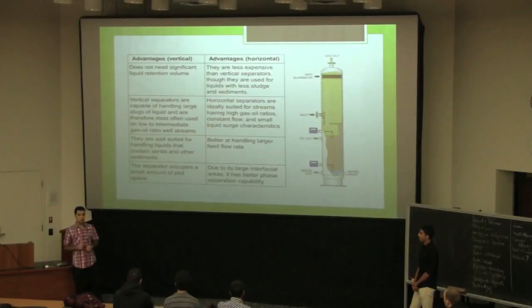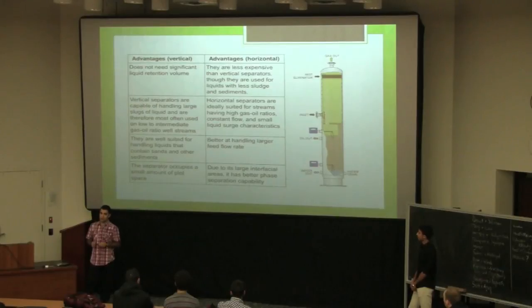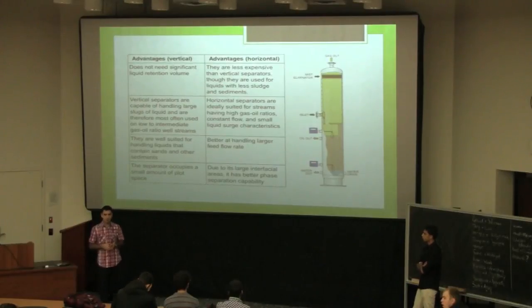Horizontal separators are meant for handling larger stream flow rates, and they're suitable for streams that have a high gas to oil ratio with fewer sludge and sediments. Vertical separators, on the other hand, are much better at handling streams that have a lot more sludge and sediments, such as sand from the oil sands.